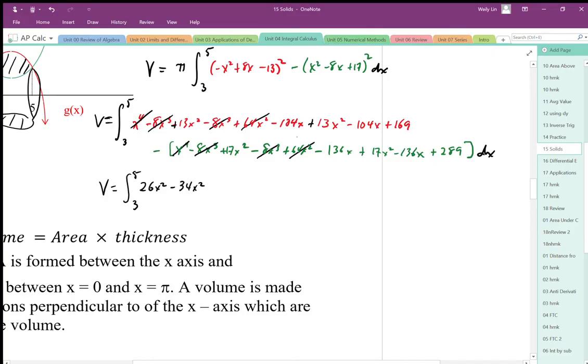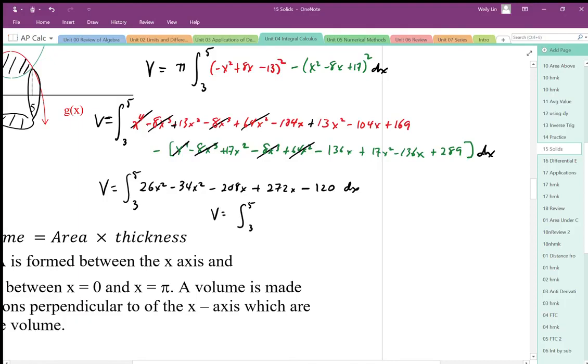Those are my x squared terms. 104, so 208x. And then I'm going to have minus a negative, so plus 272x. Then I have plus 169 minus 189. That's going to be minus 120 dx. Okay, I'm going to simplify that.